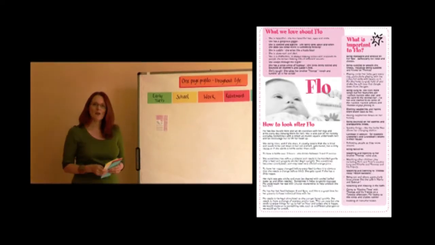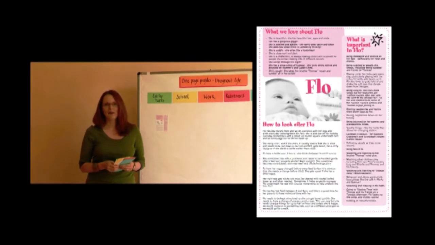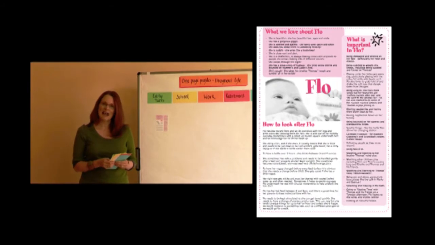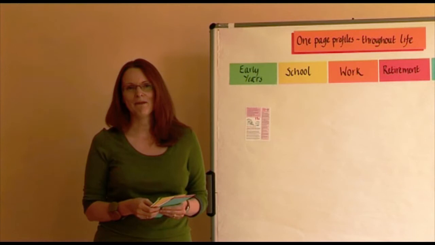Flo had her first one-page profile when she was only 3 months old, and it collects information about what people like and admire about Flo, what really matters to her, and how best to support her. So this was great information for the whole of the family to have, particularly extended family, for example Granny when she was babysitting for Flo for her family.